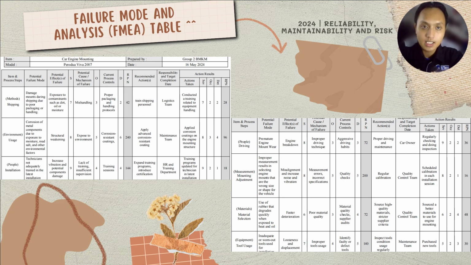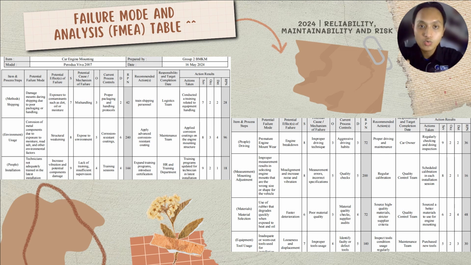Then the current process control is proper packaging and handling protocols. For detection we put 2 because we can easily detect it. If we cannot easily detect it, we normally put a high number. And the RPN, we multiply the severity, occurrence, and detection, and we get 42.